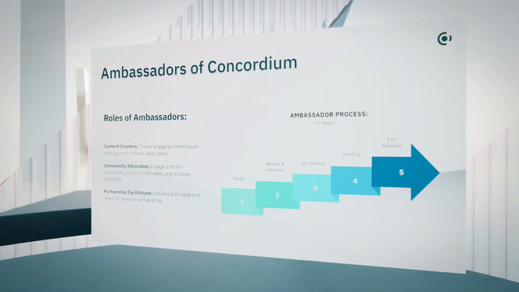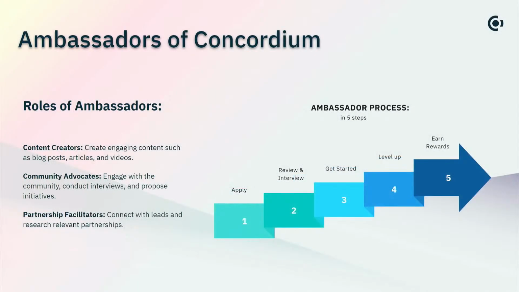Yeah, so in 5 steps, really, you start by applying. But before that, let me tell you about the different roles, because it also depends on what you would like to do at Concordium. We have 3 types of ambassadors: content creators, community advocates, and partnership facilitators. With that, you can decide which way you would like to go and play to your strengths. Maybe you want to create content, videos, blog posts, articles, and participate in resources that we publish online, or maybe you want to be more part of the community, either with the guilds or online communities, or maybe you want to connect with the leads and research relevant partnerships.